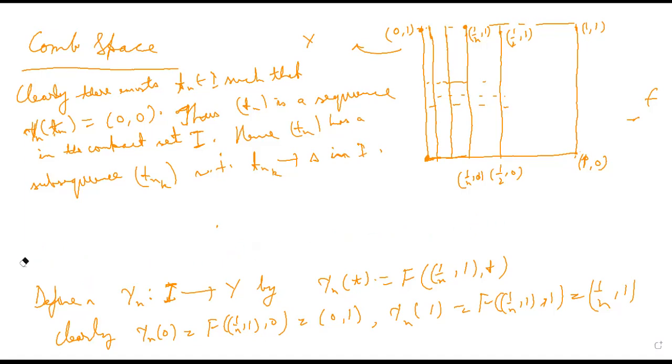Now let us see what we have. Now 1 upon nk comma 1 comma Tnk, right? This is a sequence which converges, as k goes to infinity, 1 upon nk goes to 0, and 1 comma Tnk goes to some point. Suppose we consider that point, so that Tnk goes to S. So this is S, a point in I, right?